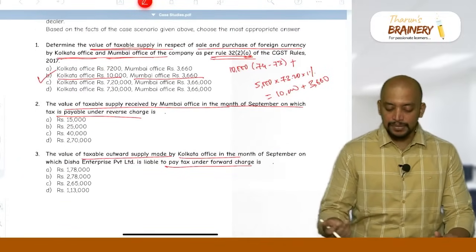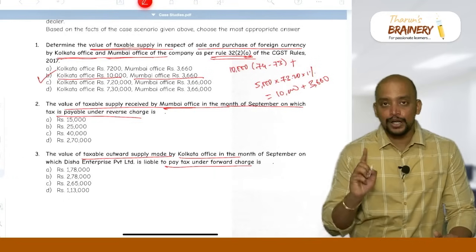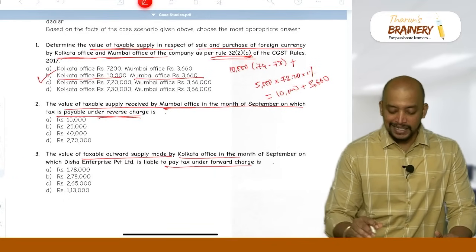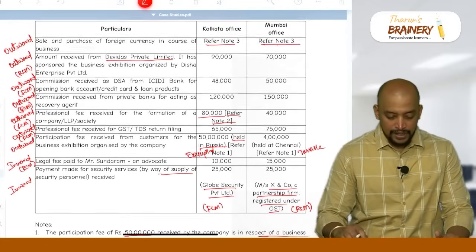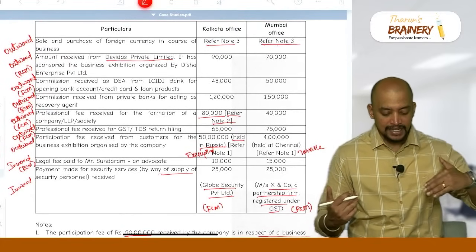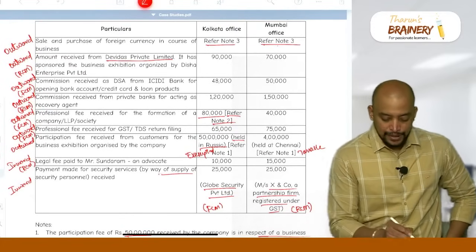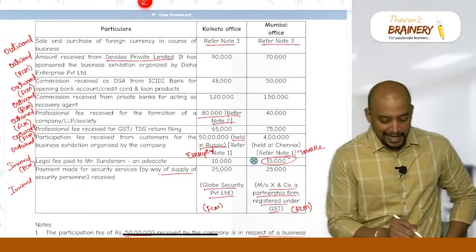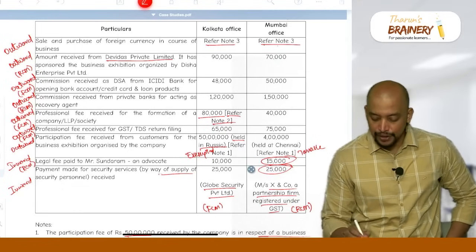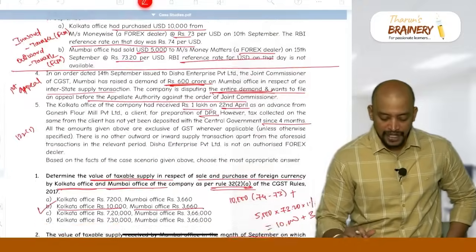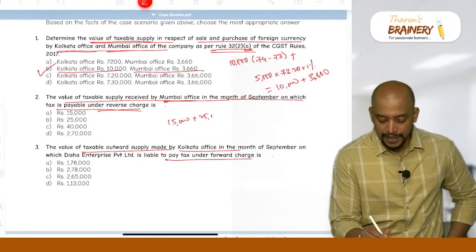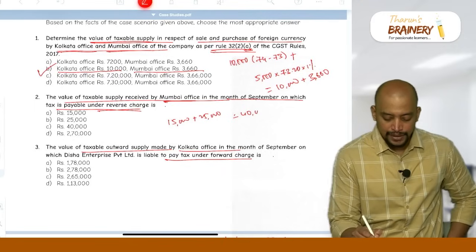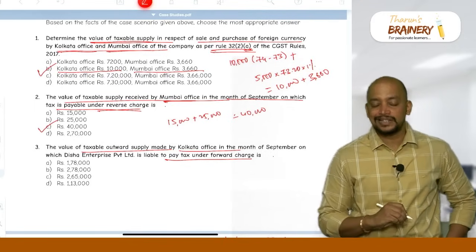The value of taxable supply received by Mumbai office on which they need to pay tax under reverse charge. Now, go to Mumbai office. What is inward under RCM? Inward RCM only 2. So, this legal fee 15,000 and this payment made for security service also RCM. So, 15,000 plus 25,000, that will be 40,000. So, option C is the answer.